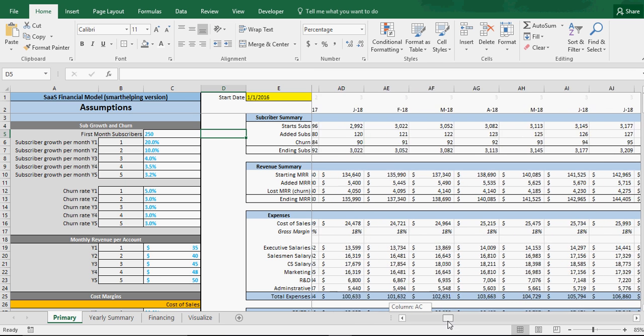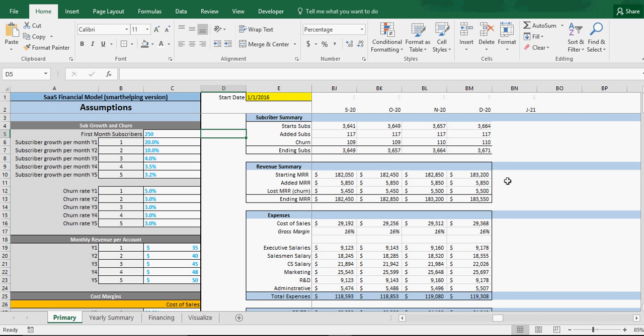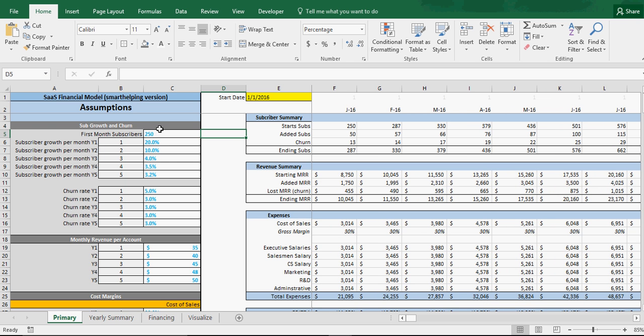And it goes through in time. I've gone out 5 years for all of this data. So at the end of the day, we end up with 3,671 subs here. We've got added 117 for the month, lost 110, and we're holding steady there. Now you can have these rates be whatever you want. You could have the churn be whatever you want to model out. You can have the growth at whatever you want.